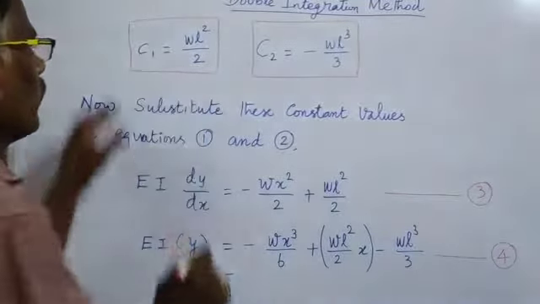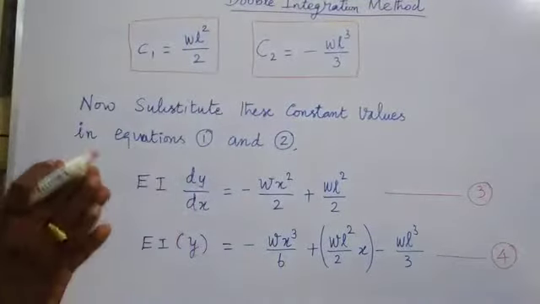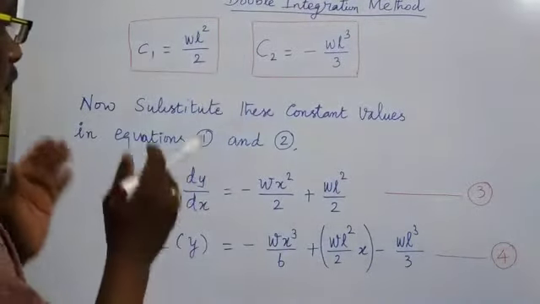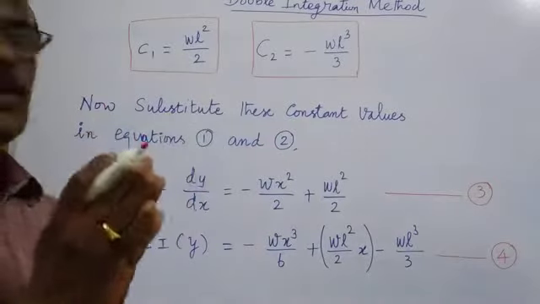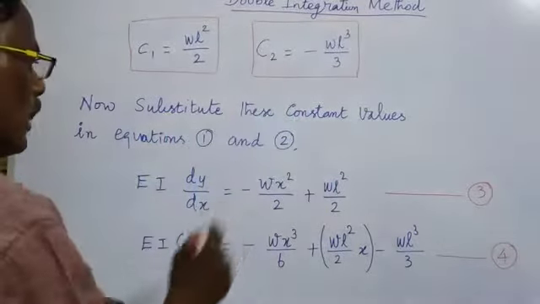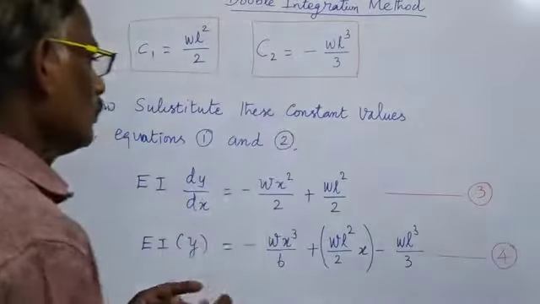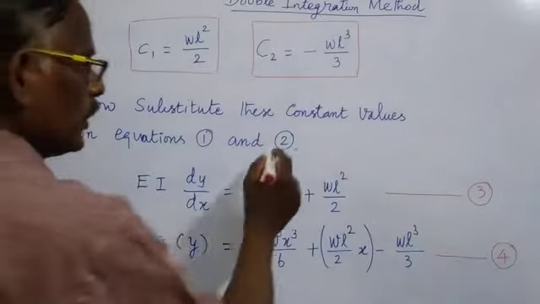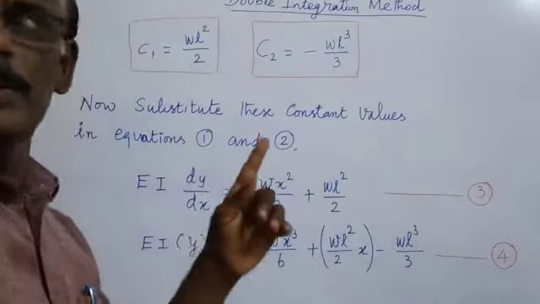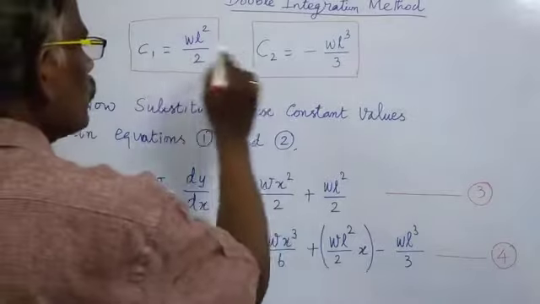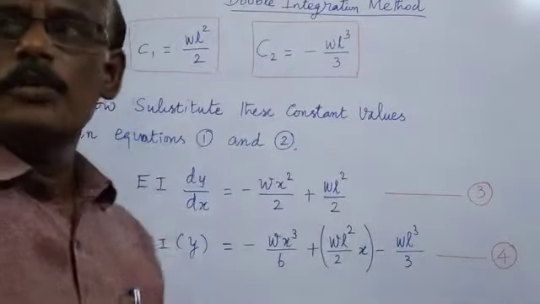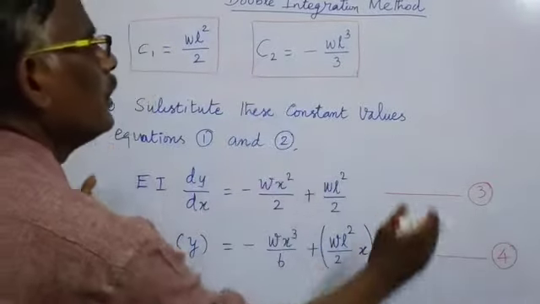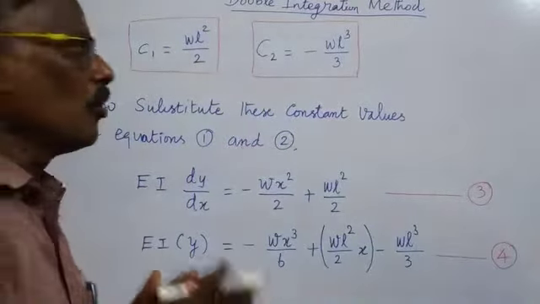Yes, these are the two constant terms we arrived at now, constant terms C1 and C2. Having these two constant values, we put them in equations 1 and 2. What is equation number 1? That is the slope equation. What is equation number 2? That is the deflection equation. Putting these two constant values in the slope equation and deflection equation, we will get these two new equations 3 and 4.